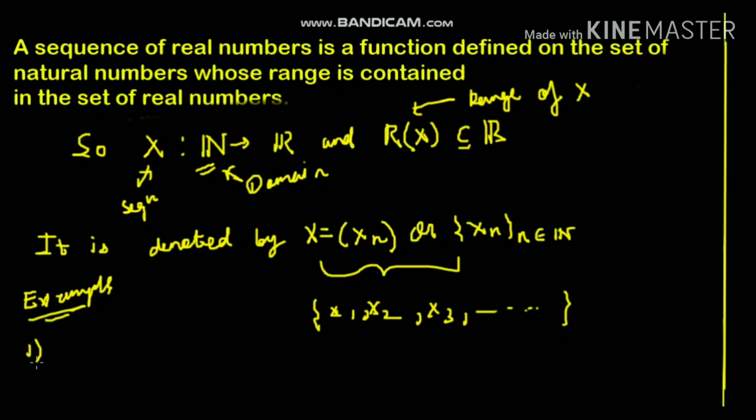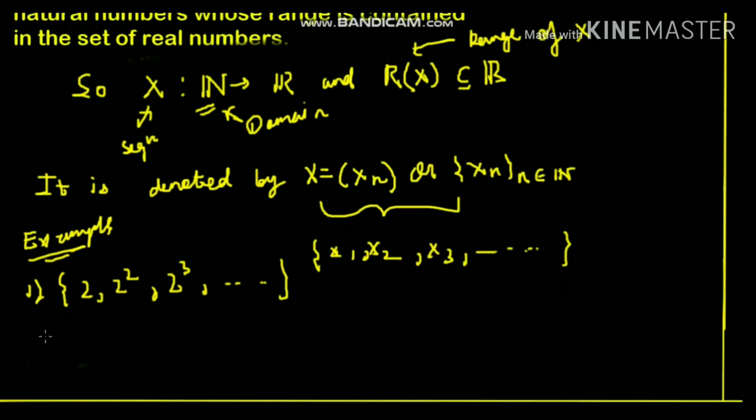Let's say the first sequence which I'm going to talk about is this one: 2, then 2 to the power 2. That's very bad, we'll write it down again: 2, then 2 to the power 2, then 2 to the power 3. Then it goes on and on, and you know it will go on to infinity only. This is actually a GP.